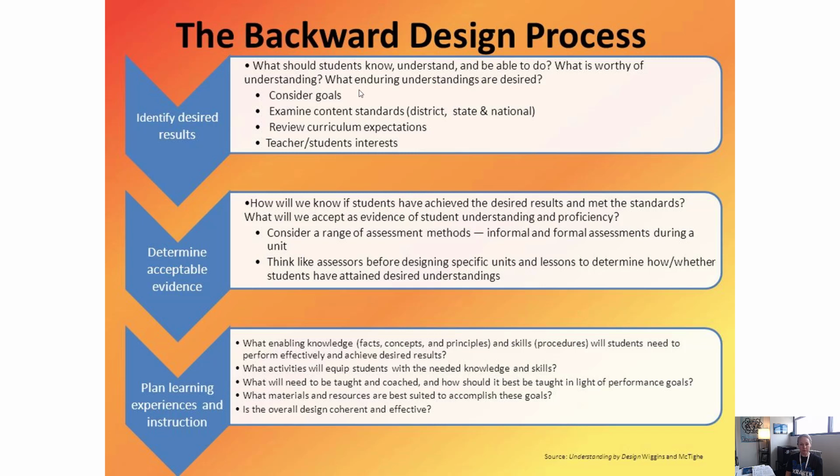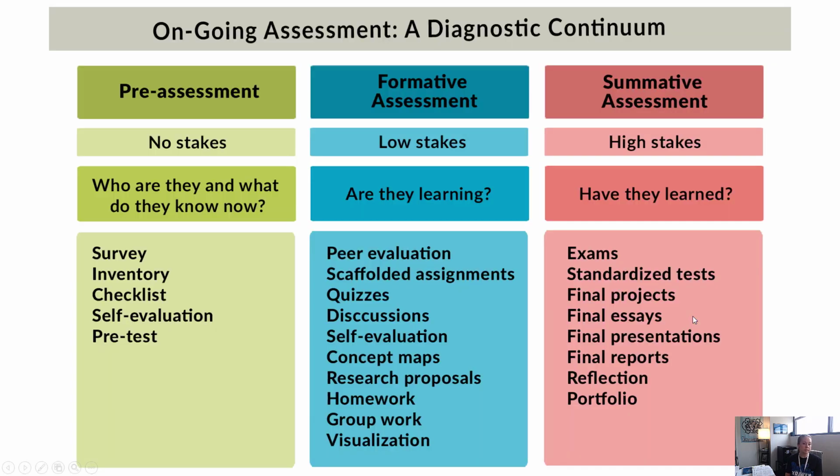In this module, we're going to be examining stage 2 of the backward design process. So remember in the last module, we identified our desired results, and then stage 2 is determining acceptable evidence. So we're going to be taking a look at assessments in this module. There are different types of assessment: pre-assessment, formative assessment, and summative assessment.